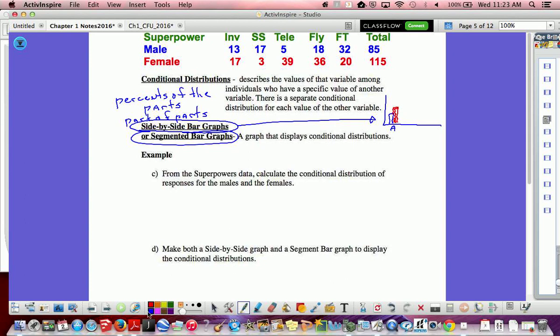And you'll do the same thing for B. So B might look something like this, okay? And you'll continue to do that for all the different conditional distributions, kind of like that, yeah?